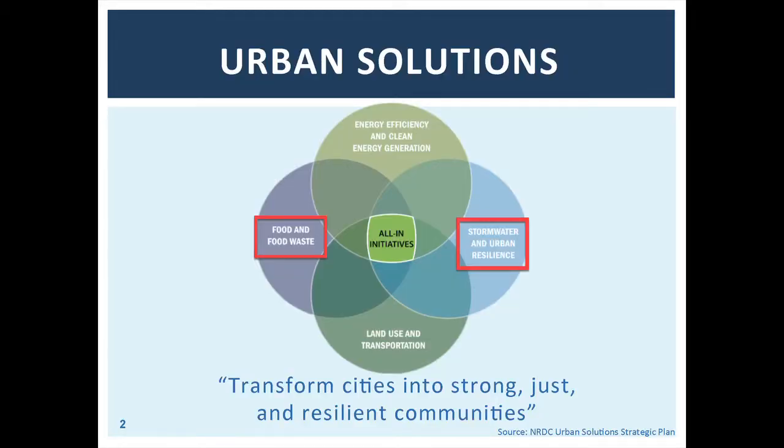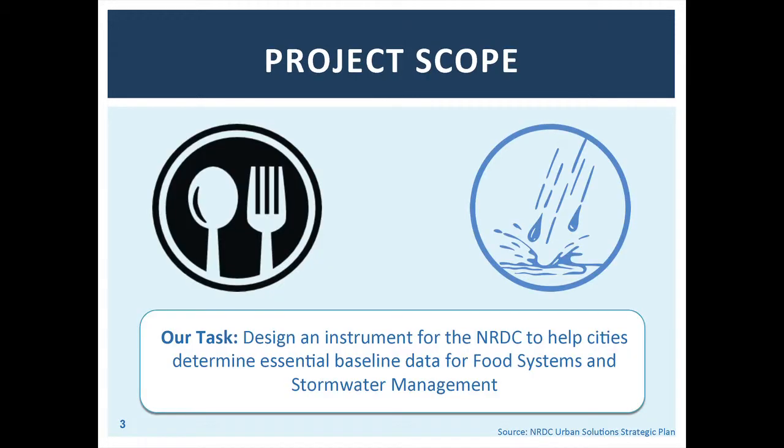So as of right now, Urban Solutions is looking to roll out into 25 urban areas. And currently there's comprehensive work being done in energy efficiency and land use and transportation. So as a result, our client has asked us to look at food systems and stormwater management in an integrated manner to try and understand how these areas are connected, where there are parallels, and that will ultimately inform the development of all-in initiatives. So our specific task was to design an instrument for the NRDC to help cities determine essential baseline data for food systems and stormwater management.